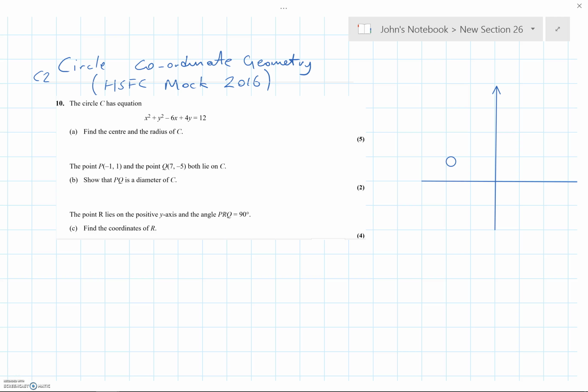So here we have a C2 circles question. We've got to find the centre and the radius, so really we need to get it into the form (x minus a) squared plus (y minus b) squared equals r squared. Because as soon as we've got it in that form, the centre and radius are so obvious from the values of a, b and r. So the way we do that is to complete the square for the x and y bits.